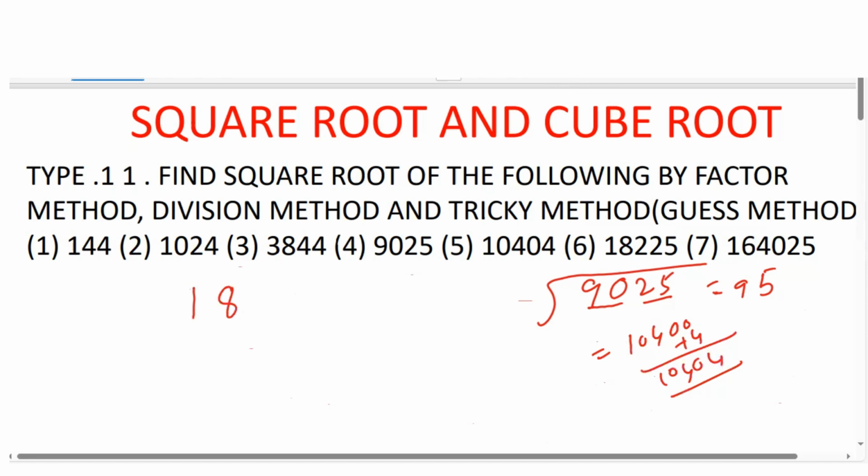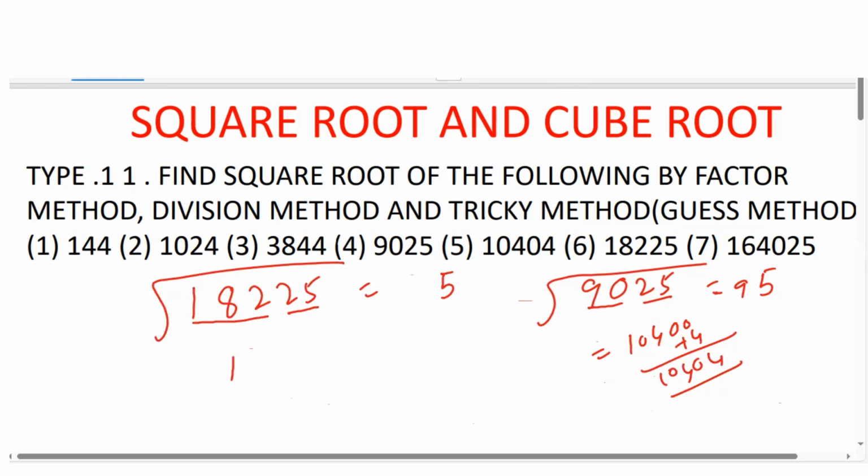18225. You want to find the square root of this number by the tricky method or guess method. So what is the tricky method? Just make a pair, 25. The unit digit is 5, so everyone knows only 5 squared can give 5. Now the remaining is 182. Now check which square can give you 182. Everyone knows 13 squared is 169 and 14 squared is 196.